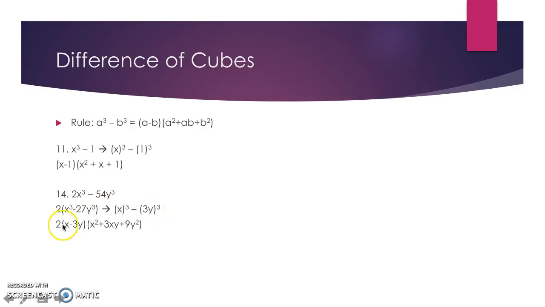Next, I bring back down that 2, and I take my a minus my b value, so x is my a value, my b value is 3y, so x minus 3y, and then I have x squared plus 3xy plus 9y squared. So a is x, so x squared, and then my a times my b value, which is x times 3y. x always goes before y. Now I have my b value squared, so 3y squared equals 9 times y squared.